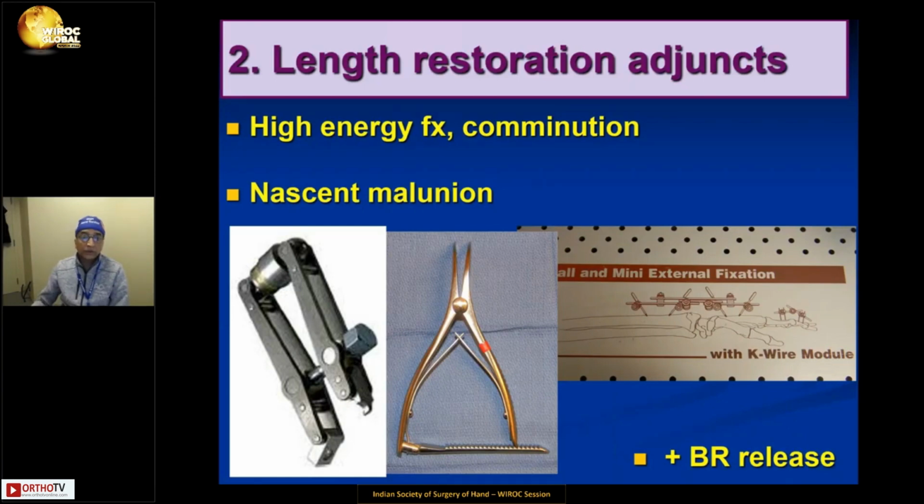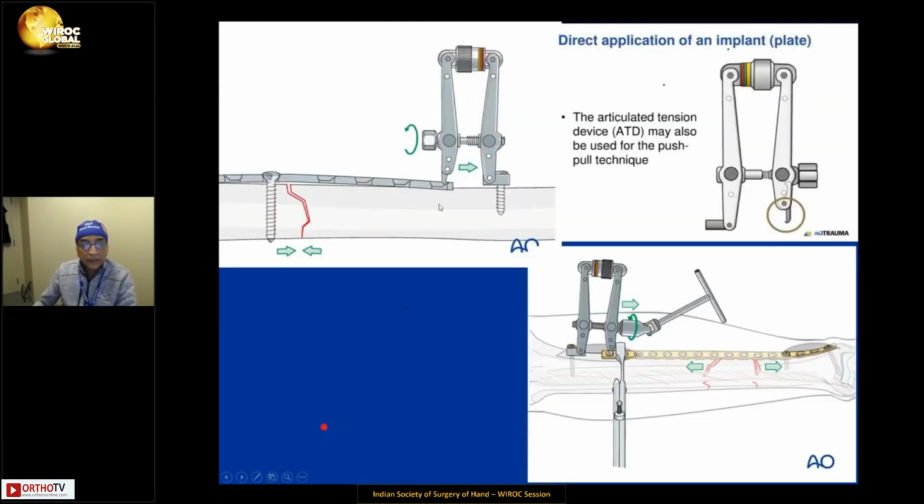For those of you who have used this tension device, it can be applied to get compression or get distraction, as shown in these two pictures. And all you have to do is engage this little hook. It swivels, and depending on which direction the hook is pointing, if it's pointing towards the screw hole, it compresses. If it's pointing away from the screw hole, it distracts. It's a great tool to get length back.